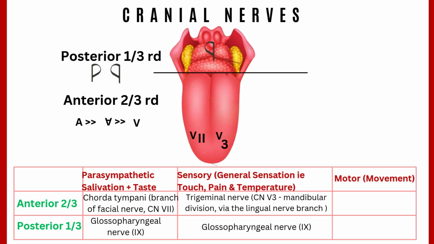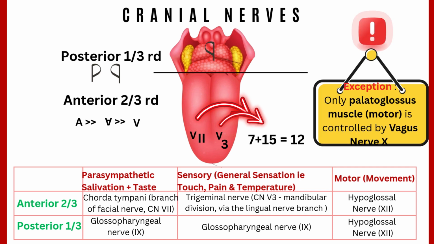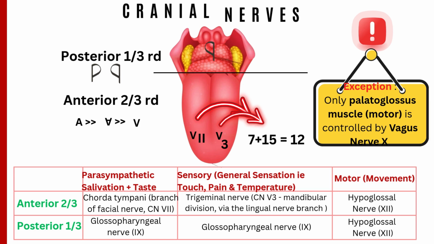Now for the motor control, that is the tongue movement. For the entire tongue, there is only one nerve. To remember it, add this 7 plus 5, which makes it 12. So almost all the tongue muscles, extrinsic and intrinsic, are controlled by the cranial nerve 12, which is the hypoglossal nerve. The only exception to this is the palatoglossus muscle, which is controlled by cranial nerve 10, which is the vagus nerve. Now with this mnemonic and breakdown, remembering tongue innervation should be much easier.